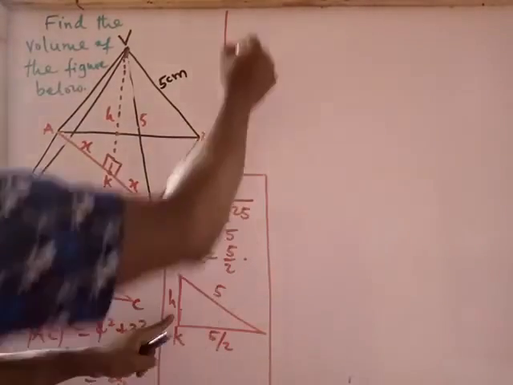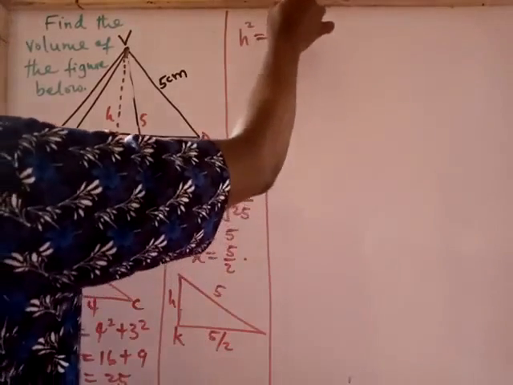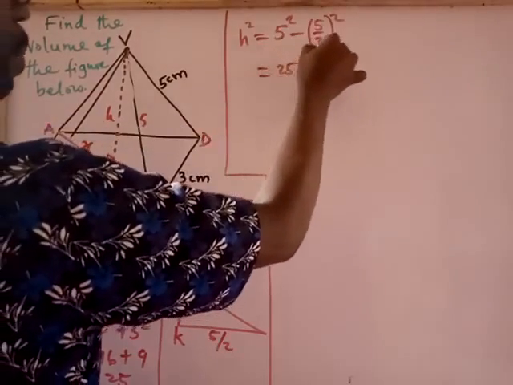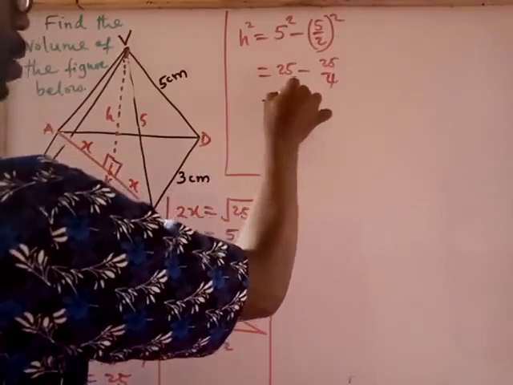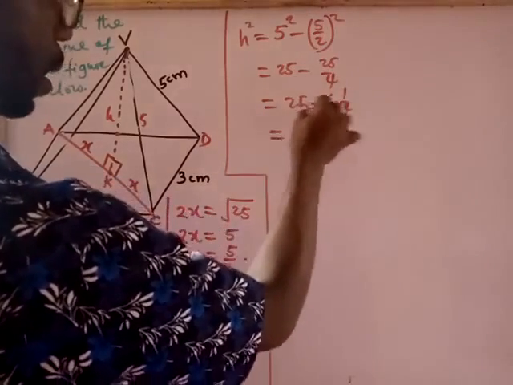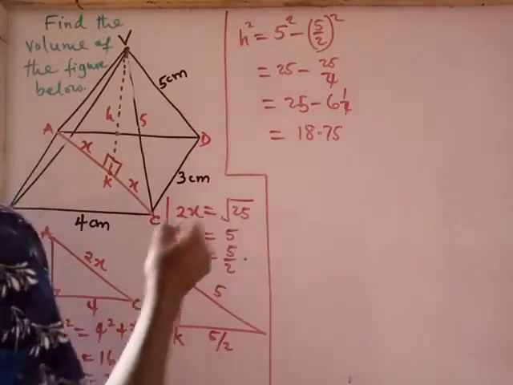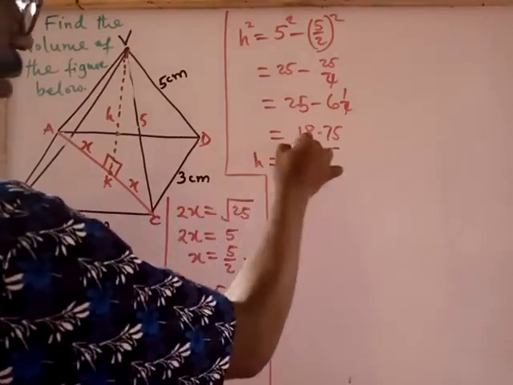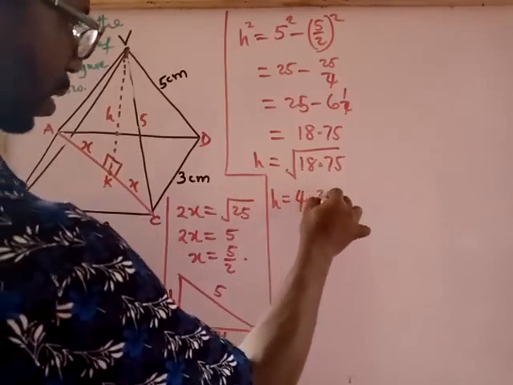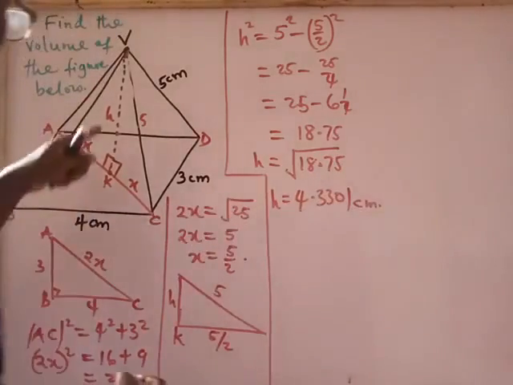Use the Pythagoras again, and that will give me h squared, which is equal to 5 squared minus (5/2) squared, giving me 25 minus 25/4, and that is 25 minus 6 1/4, and that is 18.75. So let's calculate our h. H is the square root of 18.75. That should be 4 point something. 4.3301 from your calculator if you check that. So this is my h, and that's the h I'm looking for.